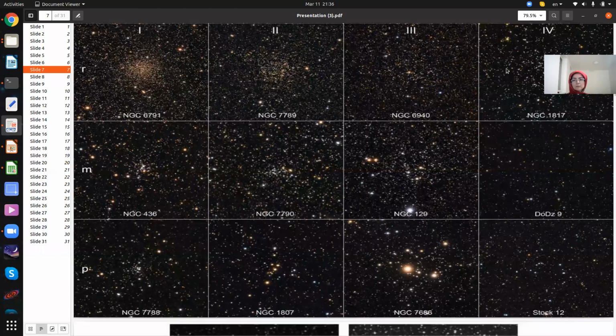You see here different types of classification: class 1, 2, 3, 4. As you see, the concentration is very clear, and it reduces in the different ones. For example, here you cannot define the central concentration, or here. And also, these are rich in number of stars, these are medium, and these are poor in number of stars.